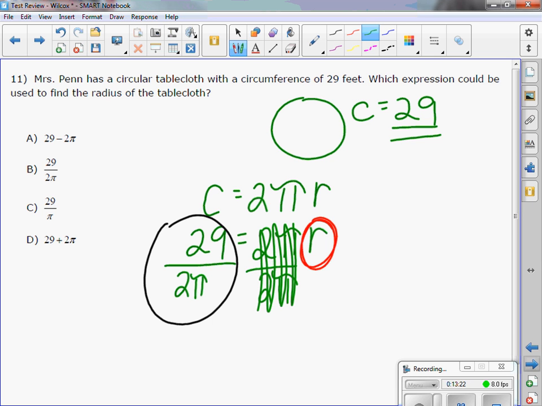Let's look to see if we have an answer choice like that. 29 minus 2 pi? No. 29 divided by 2 pi? Yes. 29 divided by pi? No, we need 2 pi. 29 plus 2 pi? No. So there's my answer choice, letter B.